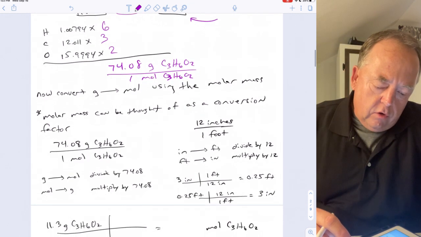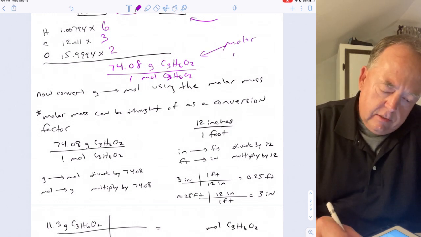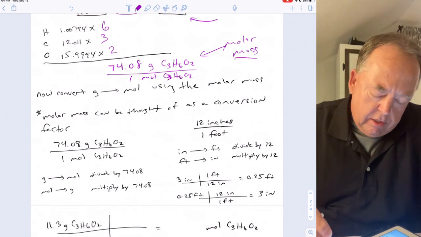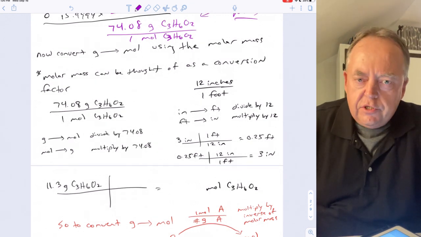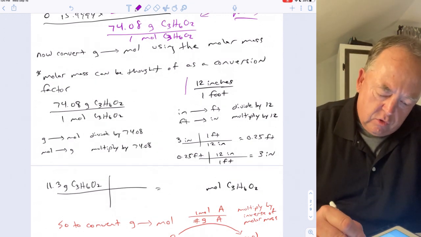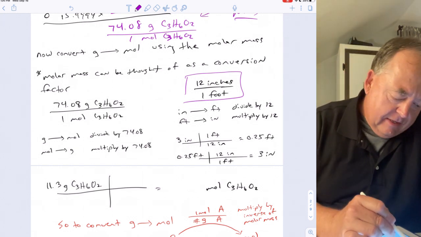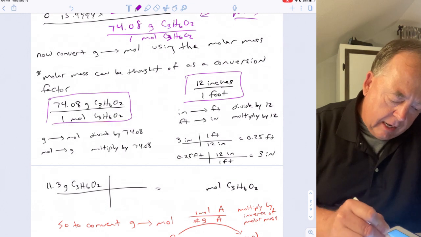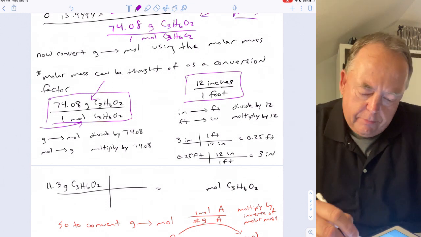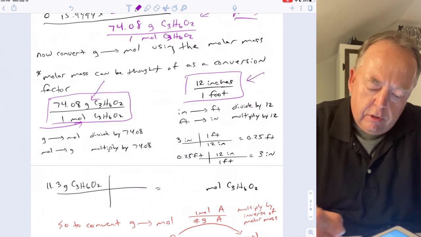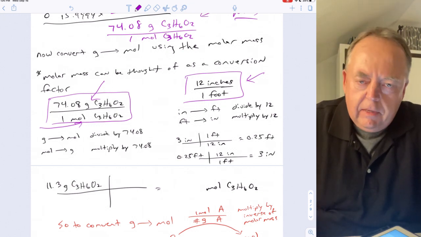Okay, so now we can convert grams to moles using the molar mass. What we just calculated is the molar mass. So you can think of molar mass as a conversion factor. Just like 12 inches is 1 foot, that's a conversion factor to allow you to convert between inches and feet. Molar mass is a conversion factor that allows you to convert between grams and moles. In this conversion factor, you can convert inches to feet by dividing by 12, or you can convert feet to inches by multiplying by 12.